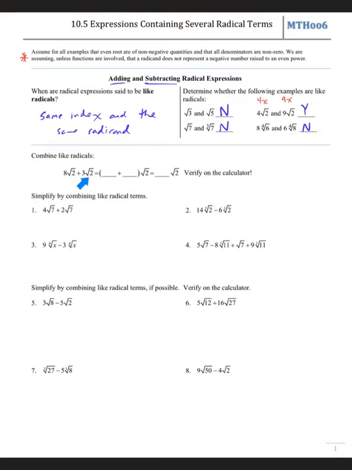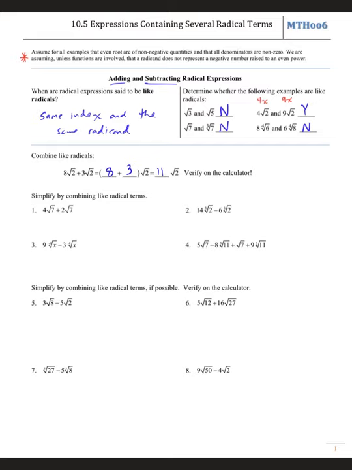We can see here that they both have the square root of 2. To see why this all works out, we're going to factor out the square root of 2, just like we'd factor out an x or whatever it may be. You can see that factor is right there. So what we're left with is 8 plus 3, which is 11 root 2. When we say verify in the calculator, we want to make sure you're typing all of this right. So type 8 square root of 2 plus 3 square root of 2, hit enter. Then type 11 square root of 2, hit enter again, and you should get the exact same decimal.